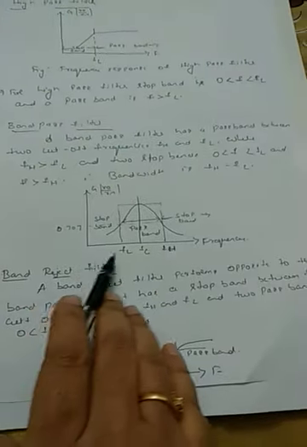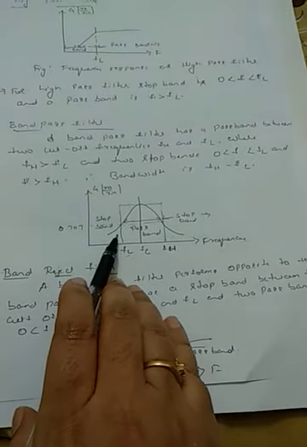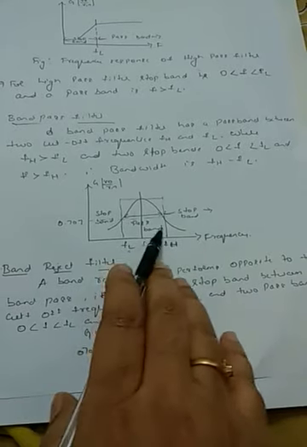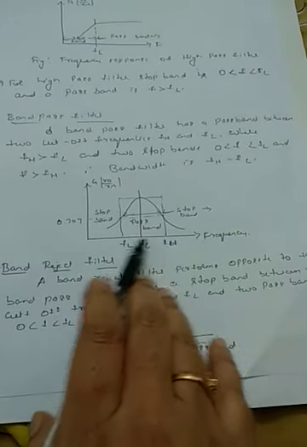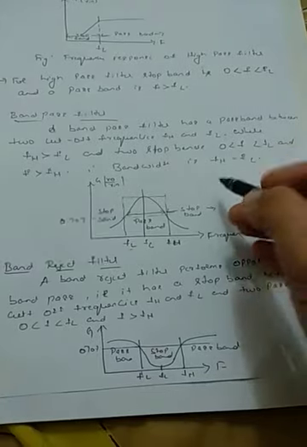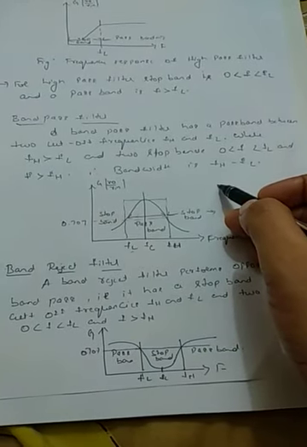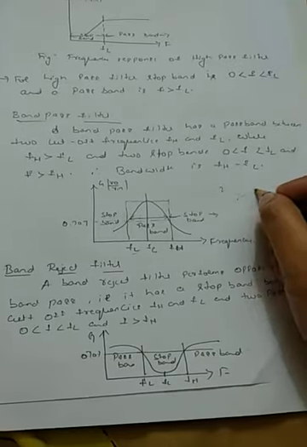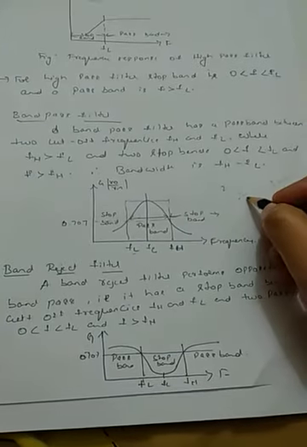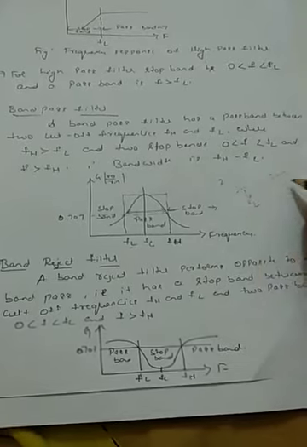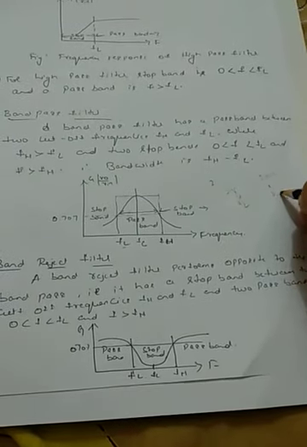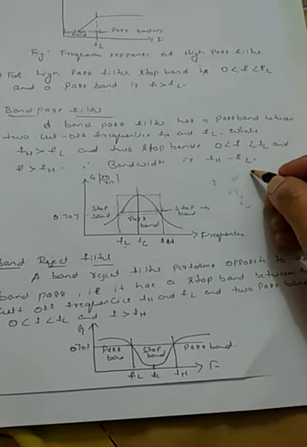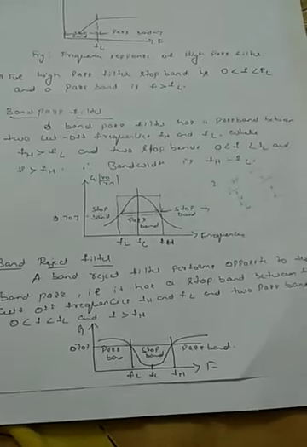From 0 hertz to the lower cutoff frequency it will not pass. After FH also it will not pass. It will pass the frequencies between these two cutoff frequencies. Suppose we need frequencies to pass from 200 hertz to 500 hertz. Then 200 hertz will be the lower cutoff frequency, and 500 hertz will be the higher cutoff frequency. So from 201 hertz to 499 hertz it will pass.